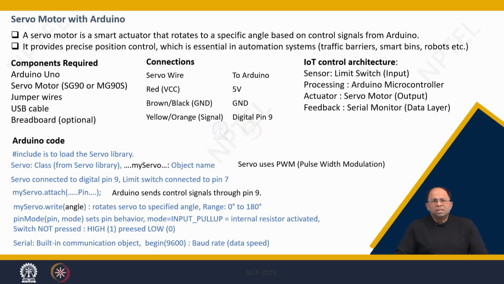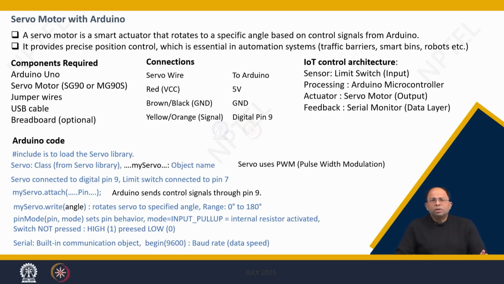First, we have to load the servo library. So, we will use a hash include statement, and then we will use the Servo class from the servo library, and we have to declare an object first. That object would be myservo in this case. So, we declare an object myservo of the Servo class, and then we can use the functions of the Servo class. The servo would be connected to digital pin 9, the limit switch would be connected to digital pin 7, and then we have to give commands like myservo dot attach, which will attach that servo to a certain pin. That is, we are specifying that Arduino should send the signal through pin number 9. So, whatever pin you have, you specify.